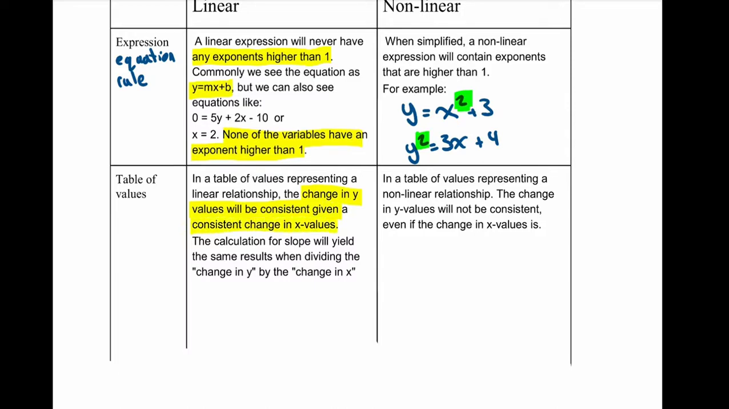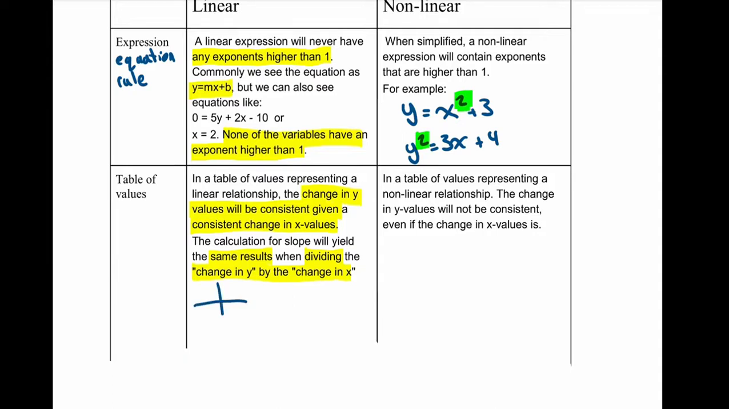So as long as the x values are increasing by the same amount, the y value should also be increasing by a consistent amount. And the calculation for the slope will yield the same results when dividing the change in y by the change in x. So if we do our slope formula, or the m equals change in y over change in x, regardless of which 2 points we use, we should always get the same results.